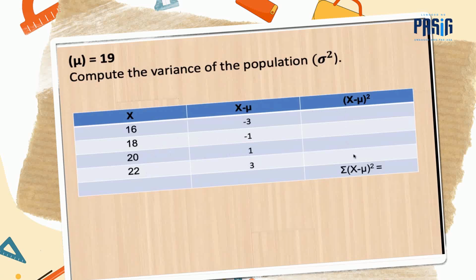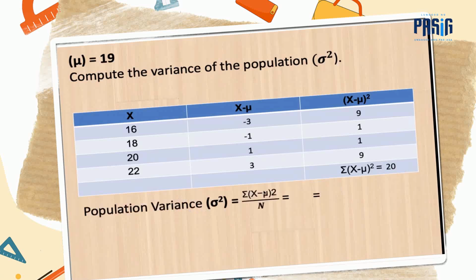Then, for the next column, we will square the answers here. This is x minus mean squared. So, negative 3 squared is 9. Negative 1 squared is 1. 1 squared is 1. 3 squared is 9. And then add all of this. The answer is 20. So the population variance is the summation here, which is 20 over the population size. So 20 divided by 4 is equal to 5.